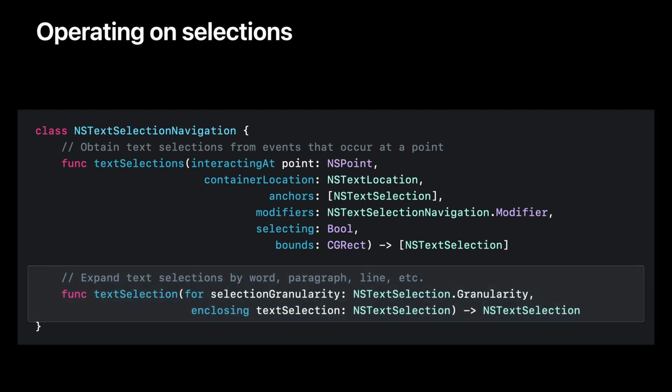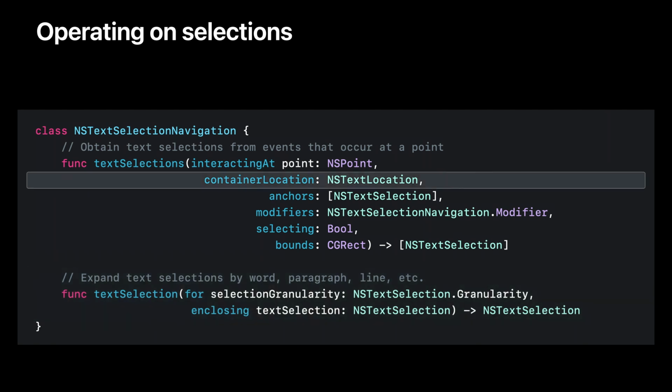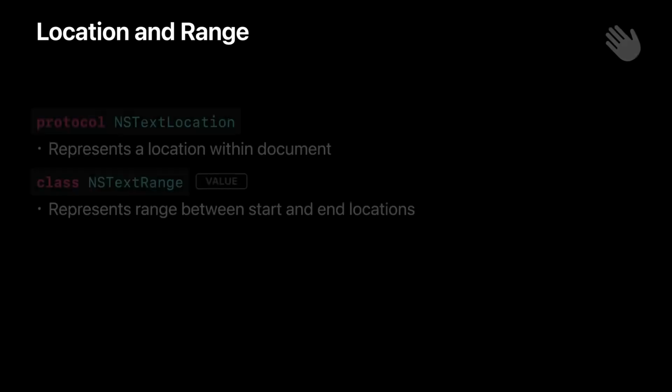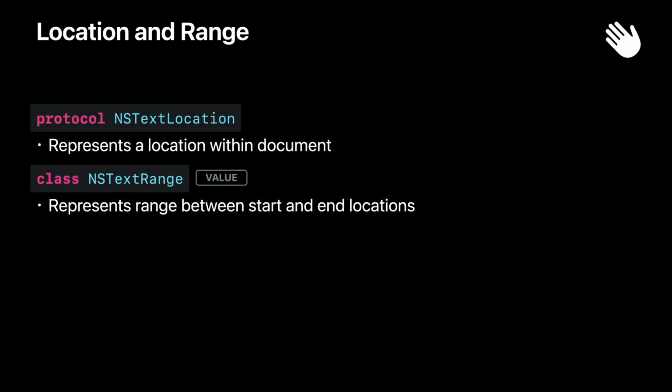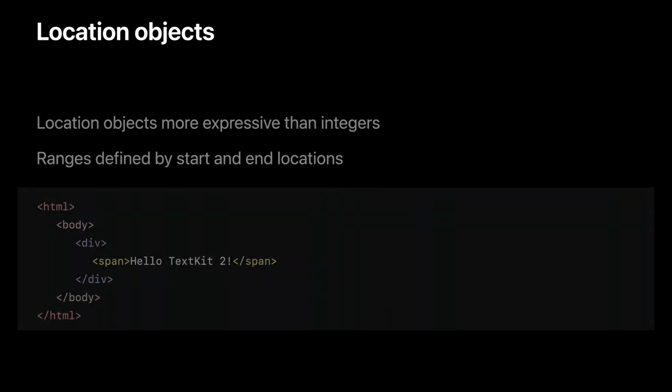Now I want to call your attention to something interesting about these new selection APIs. This method takes an NSTextLocation. This is another new object in TextKit 2. Meet NSTextLocation and NSTextRange. These are very similar to the UITextPosition and UITextRange classes from UIKit, except you're not required to subclass them. Most of the time, you'll use the default location and range objects with TextKit 2.